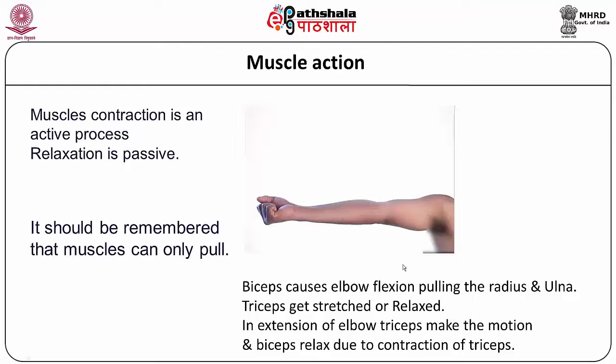Let us look at the biceps. Biceps causes elbow flexion by pulling the radius and ulna bone, and at that particular contraction time of the biceps muscle, the triceps muscle gets stretched or relaxed, you can say. It reverses when the elbow gets extended. During extension, the triceps muscle pulls the elbow outward, so the angle of the joint increases. At that time the biceps is stretched. So essentially the motion is done by pull, not by push. So muscles can only pull.